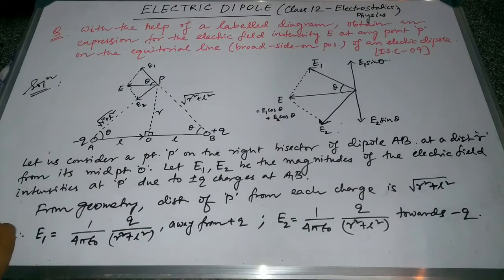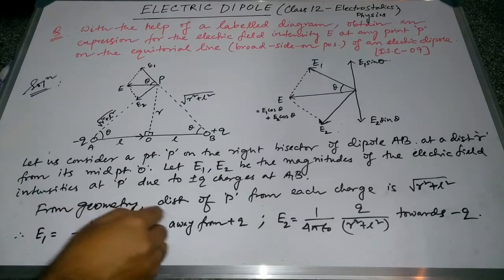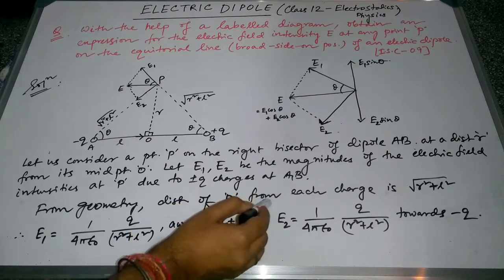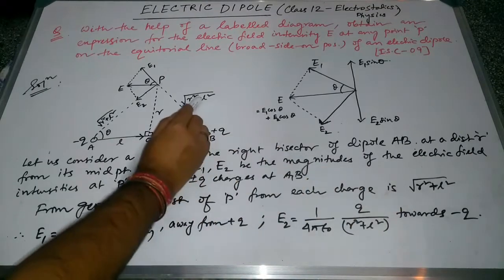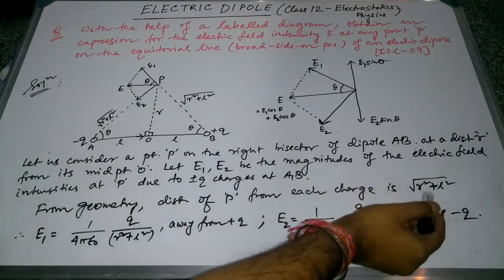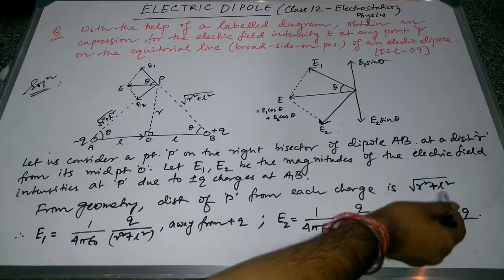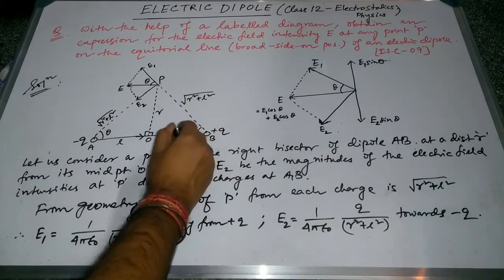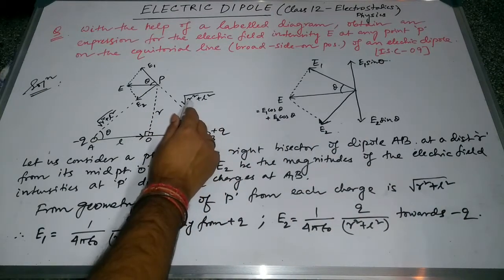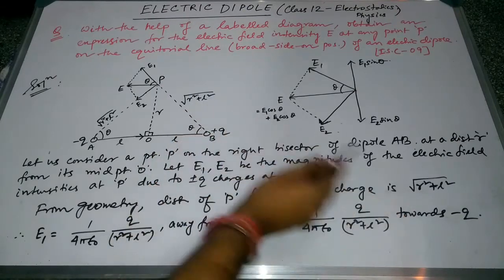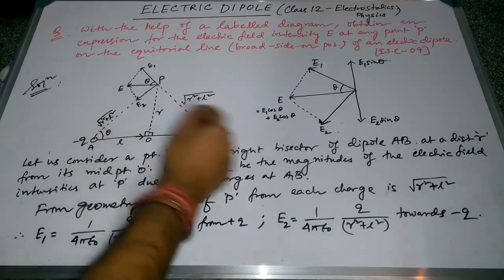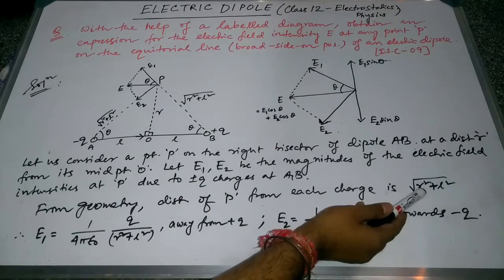So from geometry, the distance of P from each charge is the same, from the Pythagoras theorem, root over r square plus l square. This is r, this is l, this is r, this is l. So both PB and AP are root over r square plus l square.